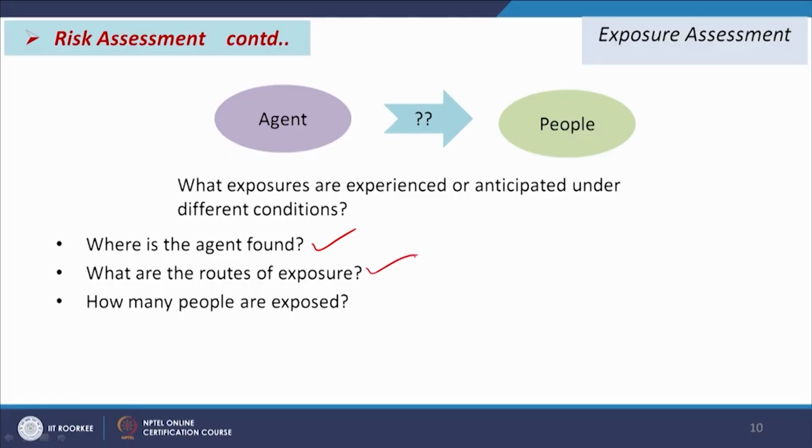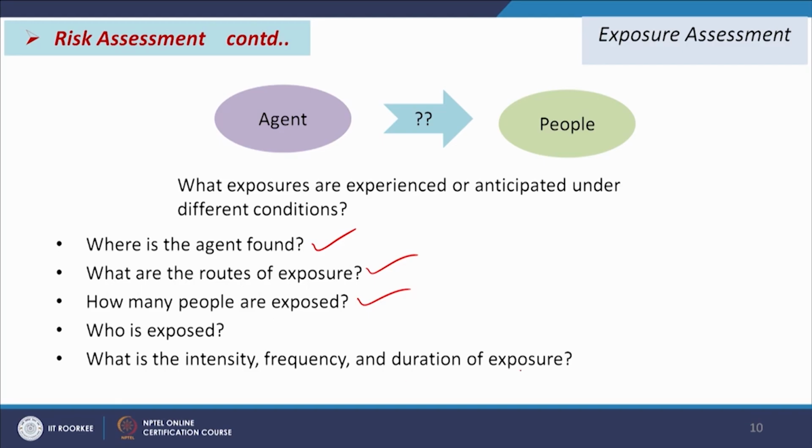How can we do that exposure assessment? We have identified what the hazards are, what chemicals are present. Then we will decide the duration for which the people are exposed to it, what agent is found, what the routes of exposure are and how many people are exposed. So, who is exposed, and what is the intensity, frequency and duration of exposure. All those things we will consider, and we will collect data on these for exposure assessment. Then we will define exposure. What is that?